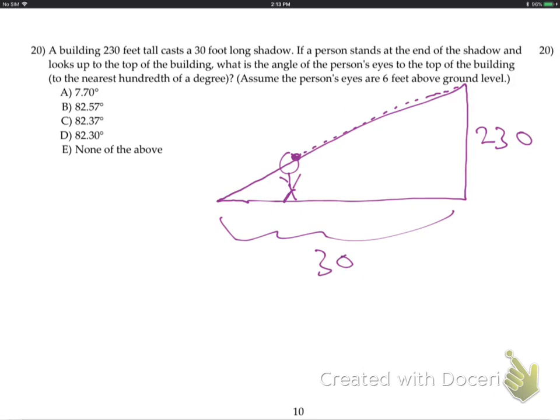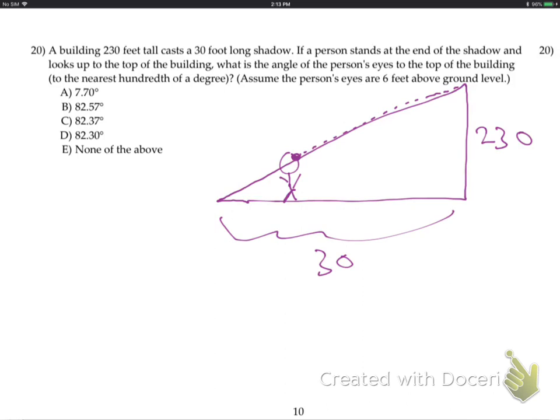A building 230 feet tall casts a 30-foot long shadow. If a person stands at the end of the shadow and looks up to the top of the building, what is the angle of the person's eyes to the top of the building? Assume the person's eyes are 6 feet above ground level. Six feet above, that's tricky, huh? I took the 230 and subtracted 6 feet from it, and then solved from there. That's a good idea.